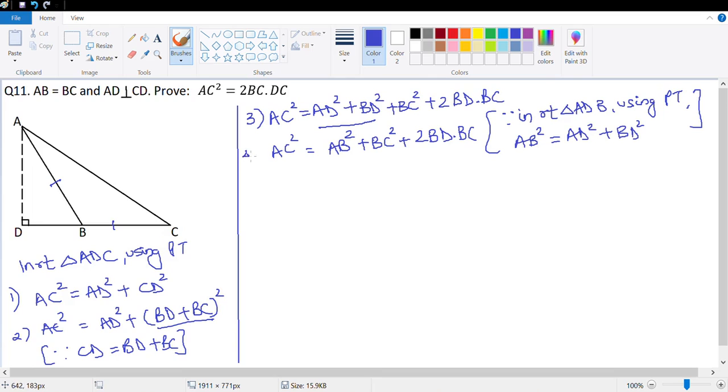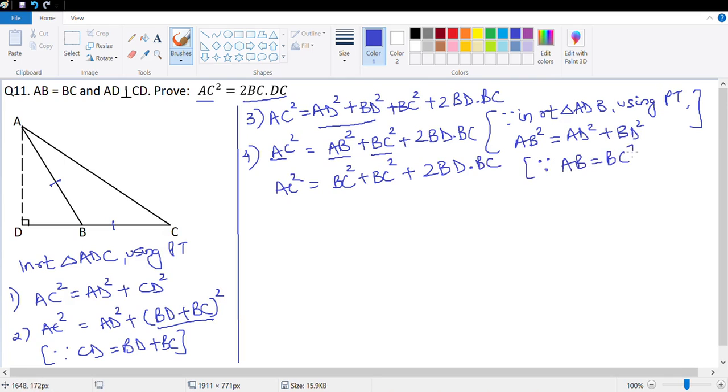Next, I've already got AC square on one side. I need to convert all of this into 2 times BC and DC. So AB square and BC square. Since AB and BC are equal, instead of AB, I can write BC square. So this is BC square plus BC square plus 2 times BD dot BC. The reason for this, since AB is equal to BC.